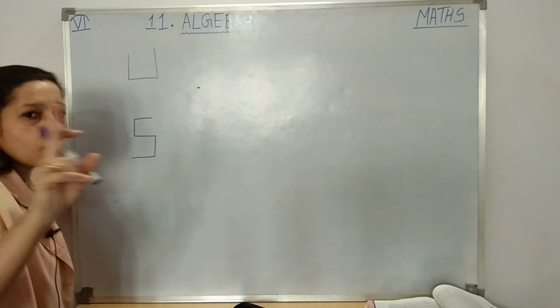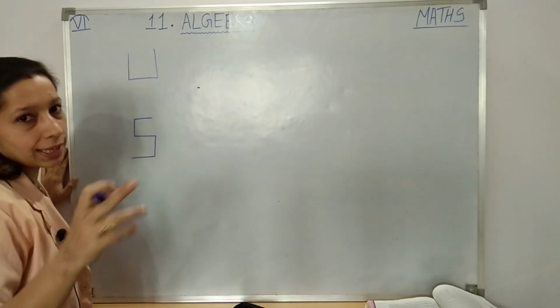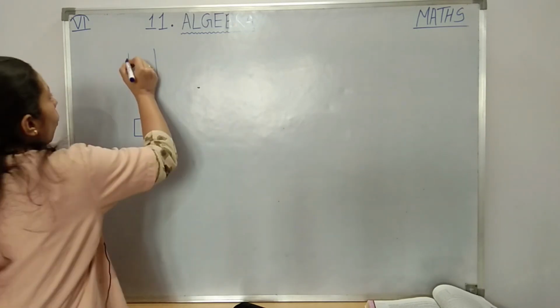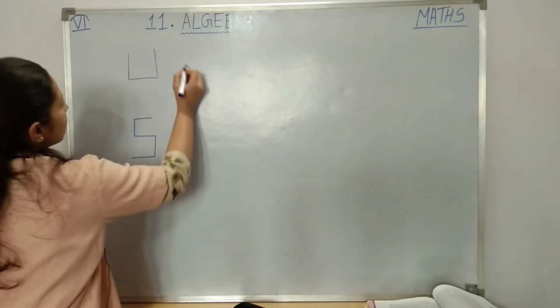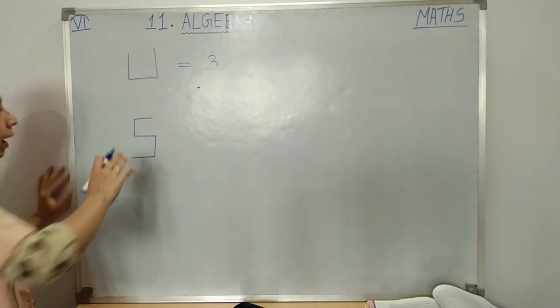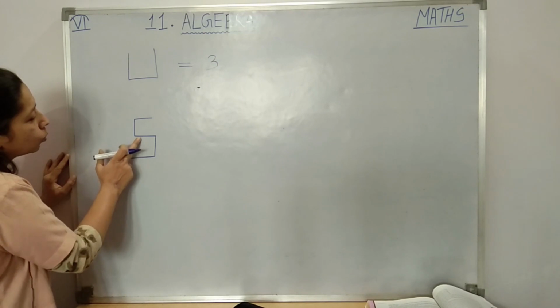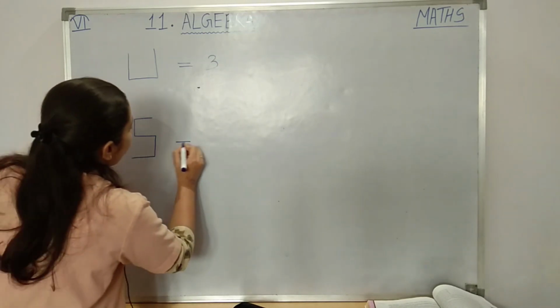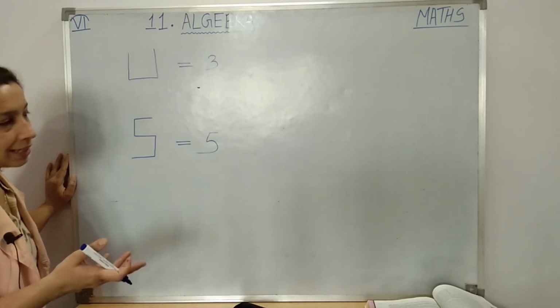For one line I want one matchstick. So if you want to make U using matchsticks, how many matchsticks you will use? 1, 2, 3, isn't it? One matchstick this side, then second matchstick this side and third matchstick this side. 3 matchsticks in total. Clear? Now if I want to make S, how many matchsticks I want? 1, 2, 3, 4, 5. So for making S, I want 5 matchsticks. Any confusion? No. I hope it is clear, isn't it?